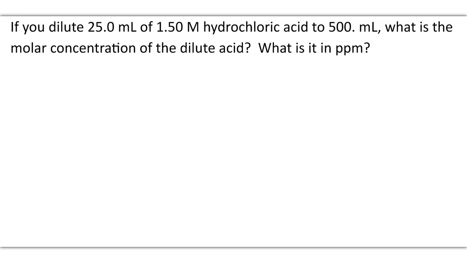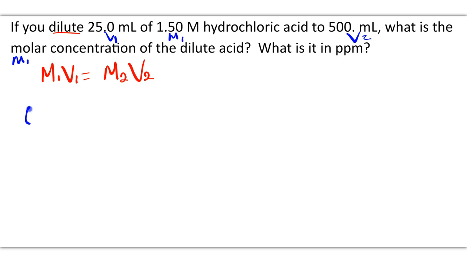This is known as a dilution equation. And I know this whenever I see the term dilute in the problem. The equation for a dilution is M1V1 equals M2V2. So notice that we are given a first volume and a first molarity, so this would be V1 and M1, 25.0 milliliters of 1.50 molar hydrochloric acid. I want to dilute that to 500 milliliters, so a new volume, and what would be the molar concentration of that new solution. So I'll plug in what I have.